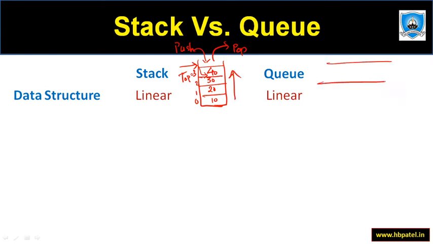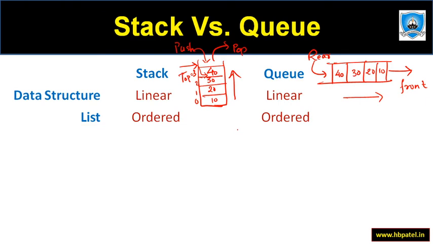In queue also, if we insert 10, then 20, then 30 and then 40, it would look something like this. Deletion would be from this end, and insertion would be from this end. So this is your front end, and this is your rear end from where you insert. Both the structures are linear. This is linear, this is also linear. Second, both the structures are ordered, because sequence is important. For example, if you wish to remove something from the stack, 40 would be removed. If you wish to remove something from the queue, 10 would be removed. So this ordering is important.